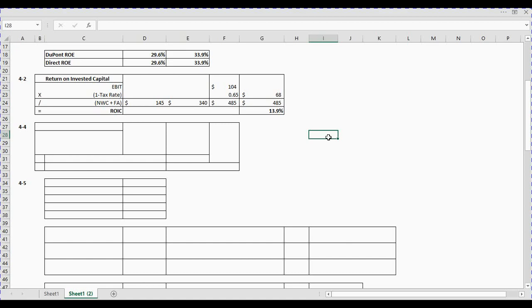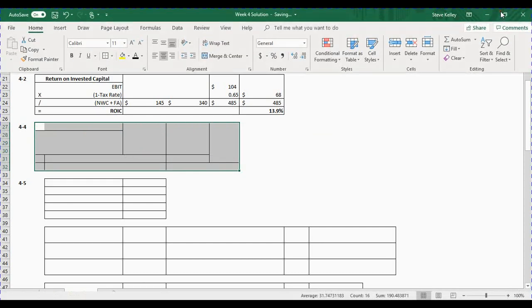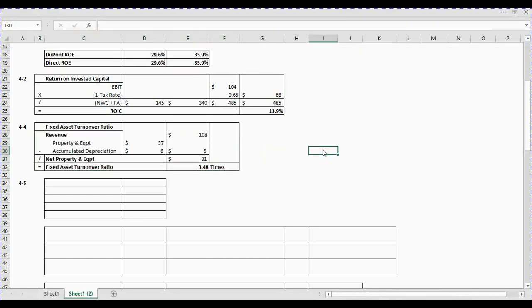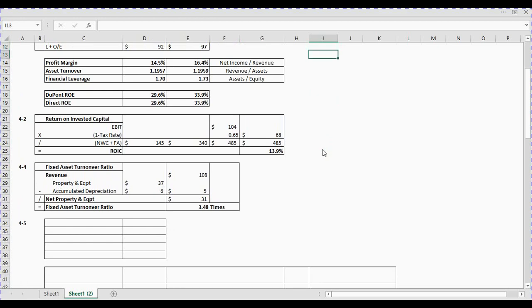We don't have a problem number 3, so we're going to go straight to problem number 4. Let me bring this one up. Okay, so we're going to be looking at the fixed asset turnover ratio. Really what we're looking at here again is the relationship. Didn't we do this in the first one? Yeah, we had an asset turnover ratio, a form of it, in the first problem.